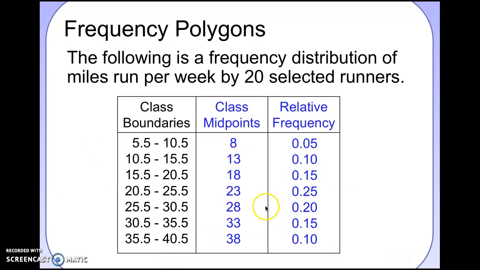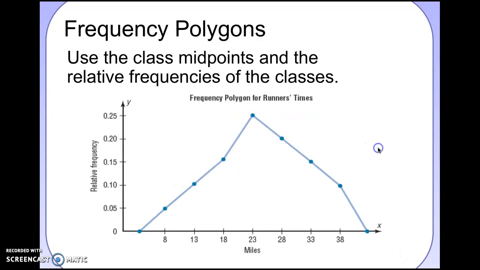The polygons need the class midpoints, so that was calculated by looking at the class boundaries, adding them up, and dividing by 2. Again, class midpoints are on the x-axis, and the relative frequency on the y-axis.